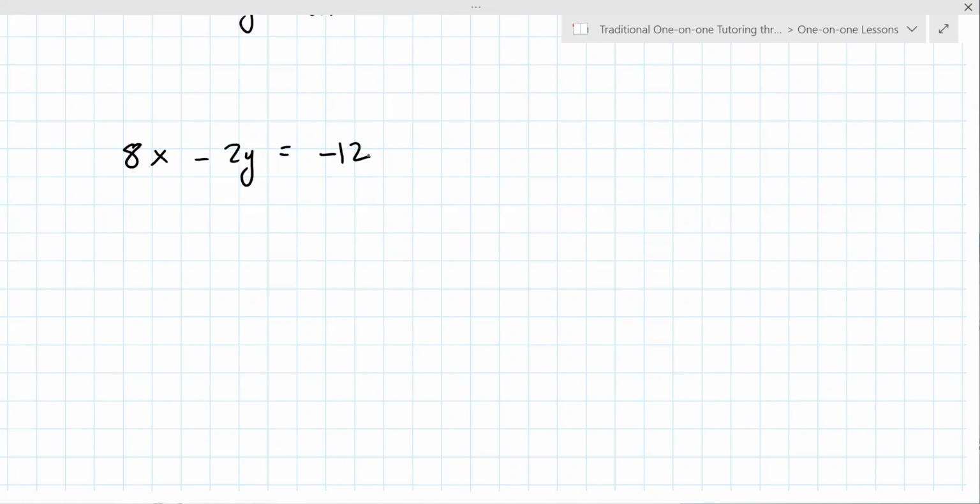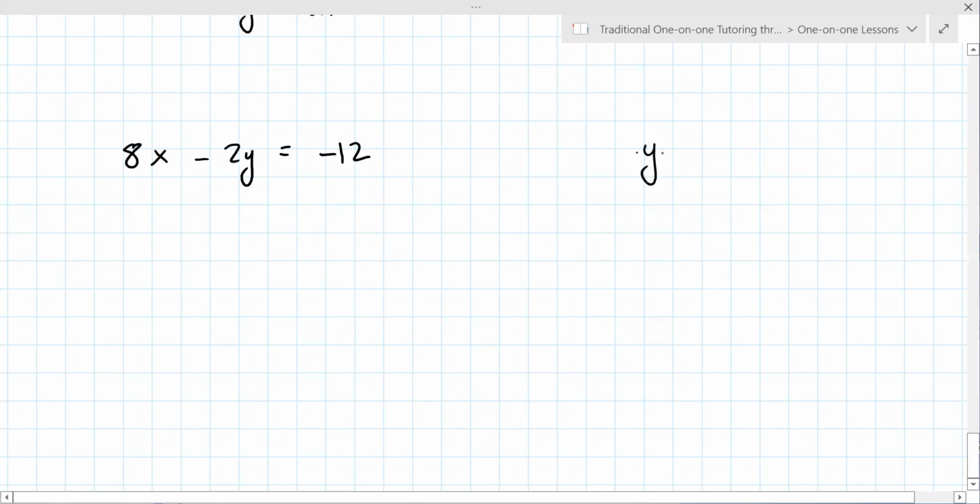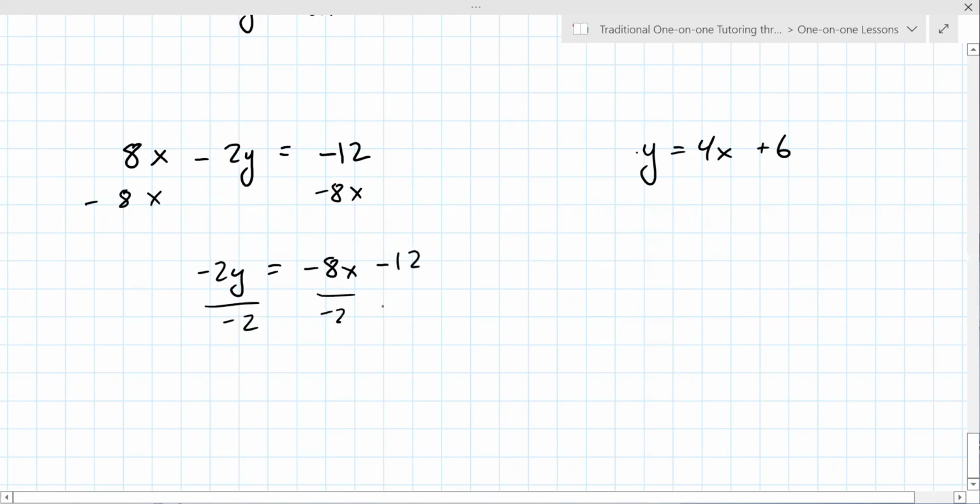Okay, I got y equals 4x plus 6, like this, 4x plus 6. Yep, I think that's right. So you subtract 8x from both sides. Yeah. Minus 2y equals minus 8x minus 12. Divide by -2. So y equals 4x plus 6.